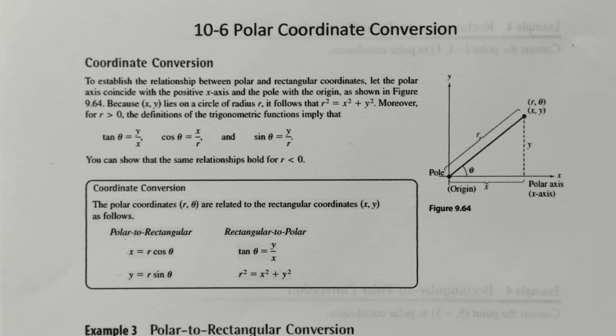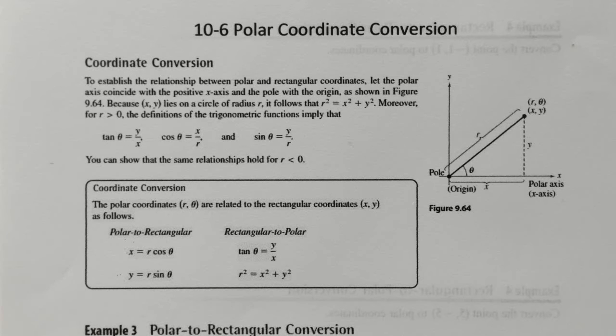Okay guys, in this section 10-6, we're going to be looking at polar coordinate conversion. So we're going to be converting back and forth from polar coordinates to rectangular coordinates, and then vice versa, from rectangular coordinates to polar coordinates. In the last section we introduced polar coordinates and showed you how to plot points in polar form. So the main purpose for this section is to learn how to convert back and forth between the two.